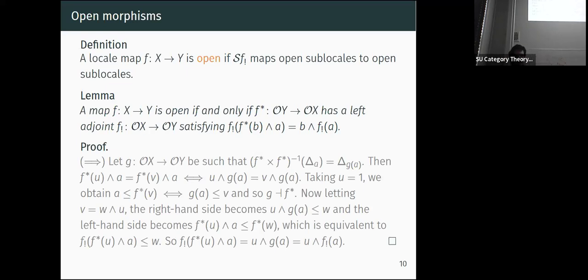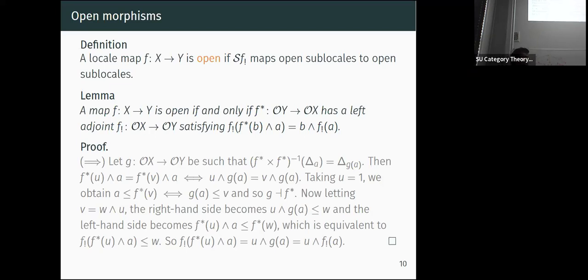But just to give you an idea for the proof, the idea is that it's open, so it maps open sublocales to open sublocales. So consider an open sublocale given by A. It maps to an open sublocale given by something, and call that thing G of A. Then you prove that G of A is actually the left adjoint to f star, and that it satisfies this condition, and that's maybe the idea. That condition is something called Frobenius reciprocity.